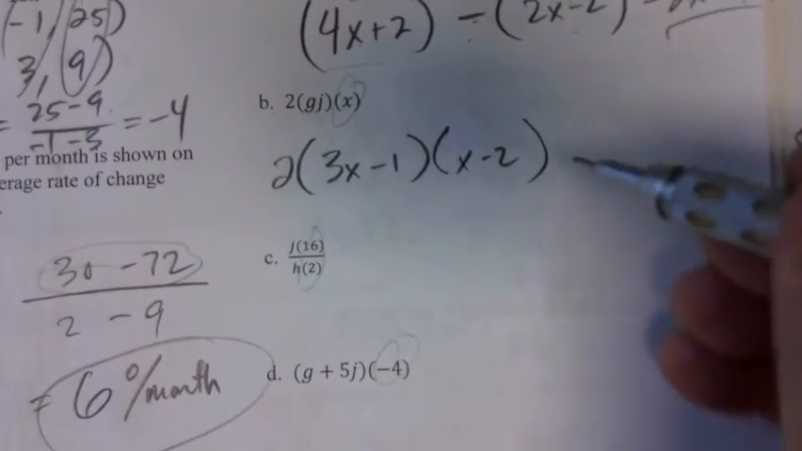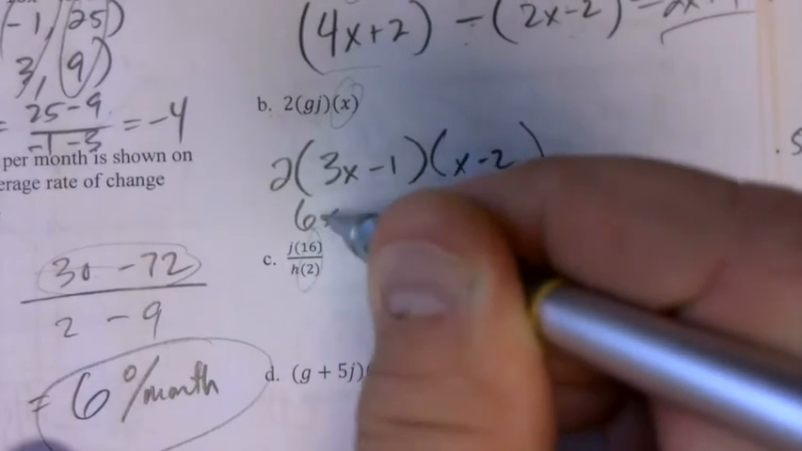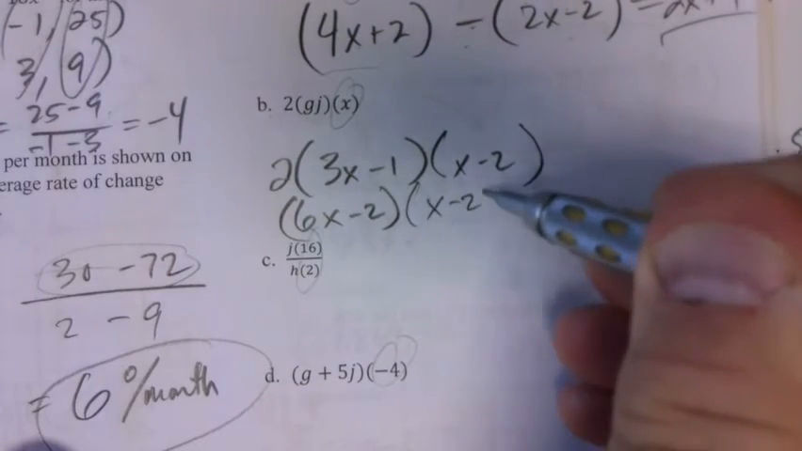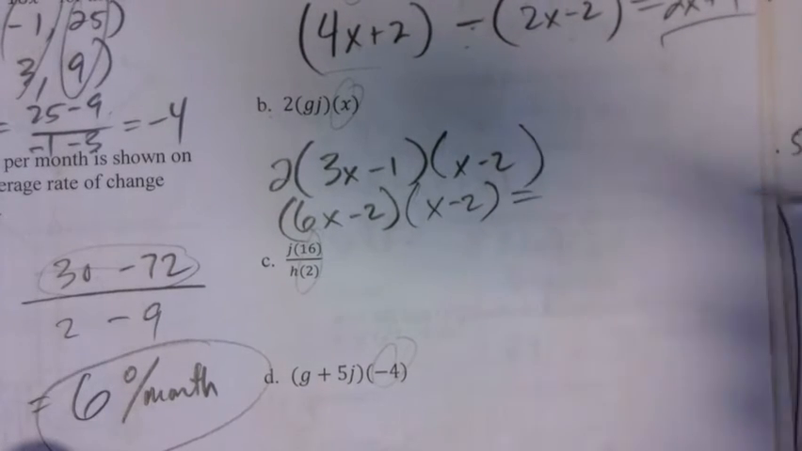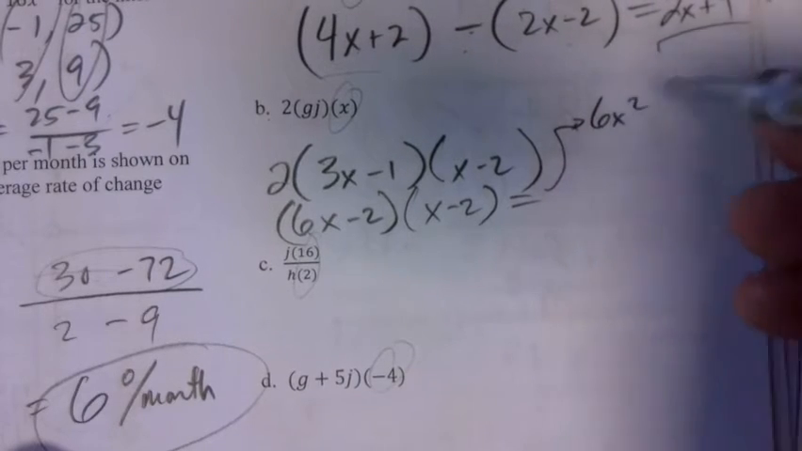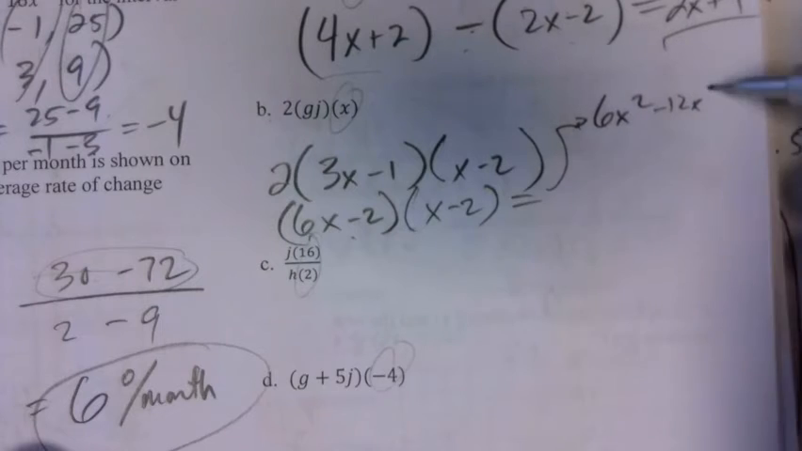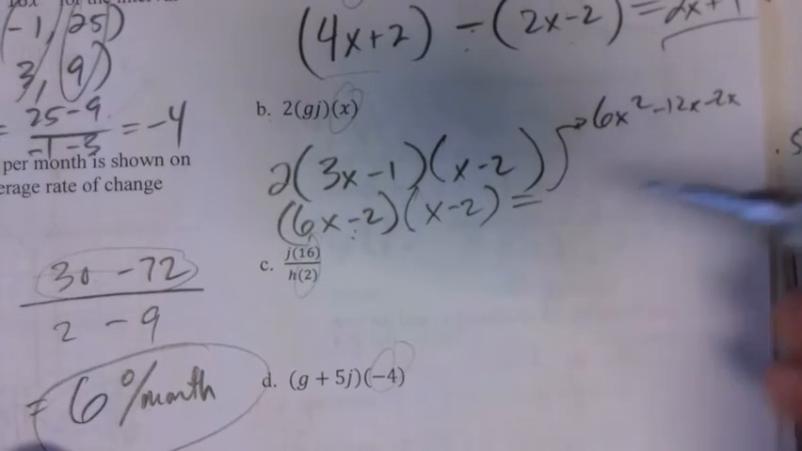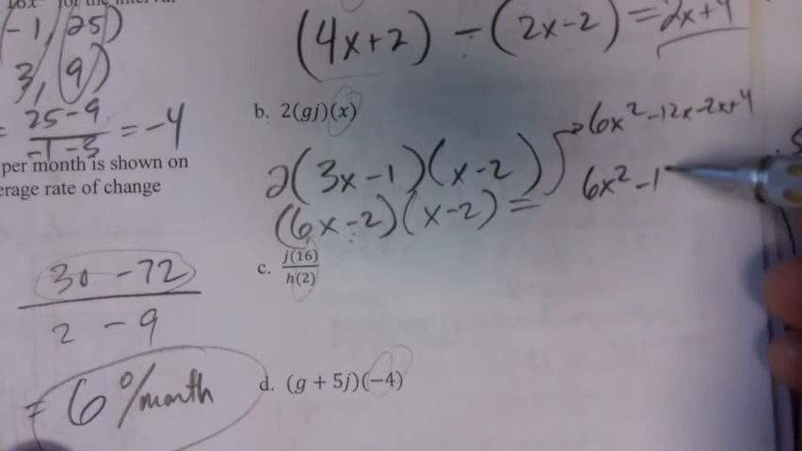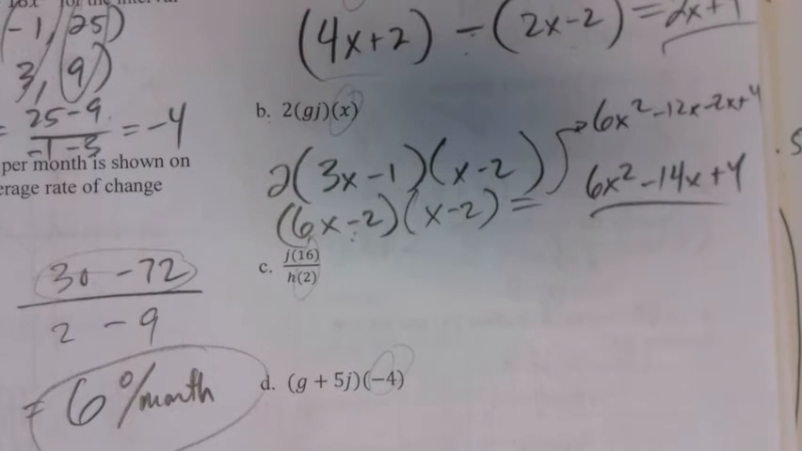Same thing here. I'm going to go 2 times the 3x minus 1, which is 6x minus 2, and then you multiply that times the x minus 2. And if I do that, 6x times x is 6x squared. 6x times negative 2 is negative 12x. Negative 2 times x is negative 2x. Negative 2 times negative 2 is positive 4. And I've got 6x squared minus 14x plus 4. And that's it.